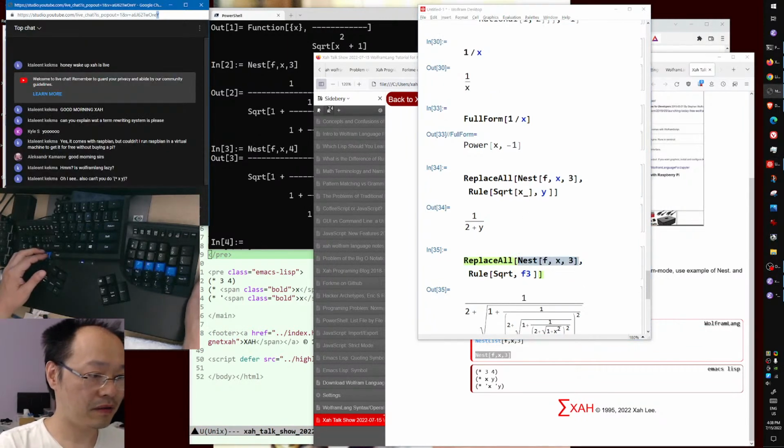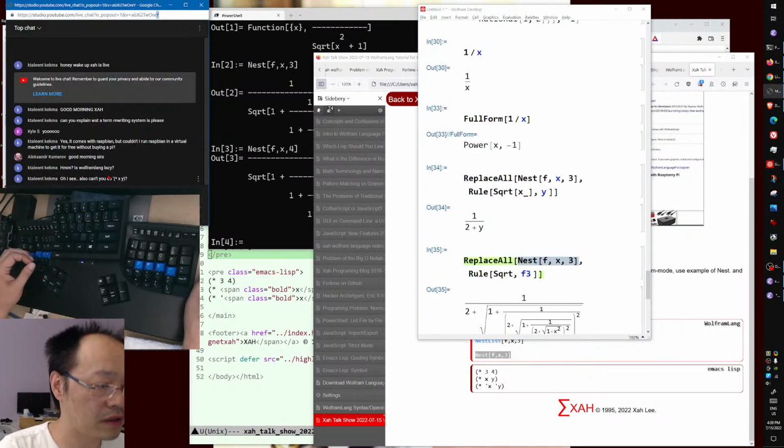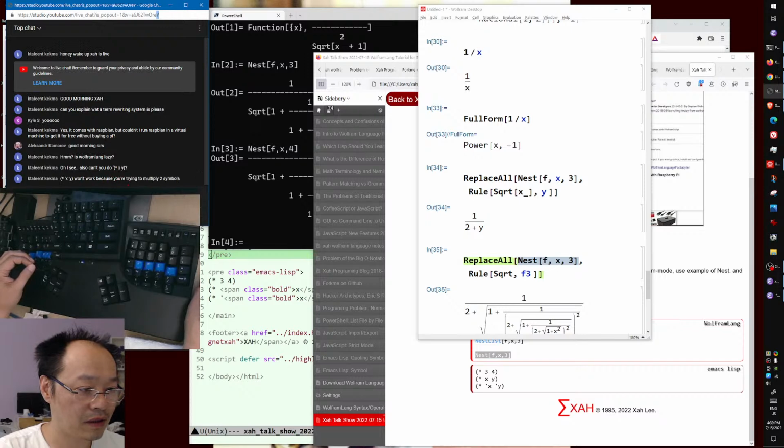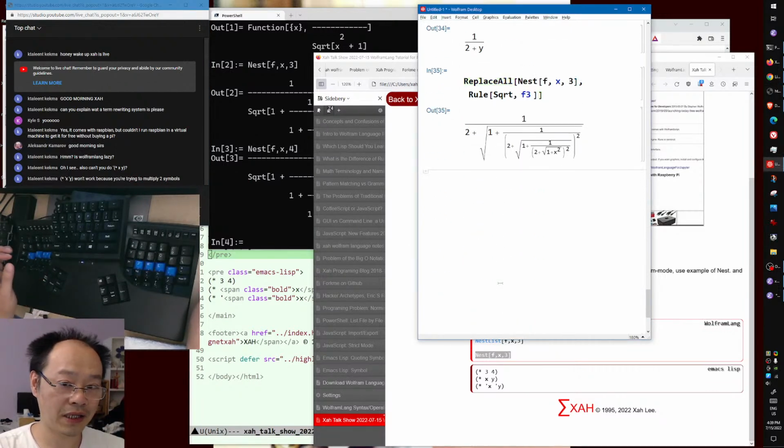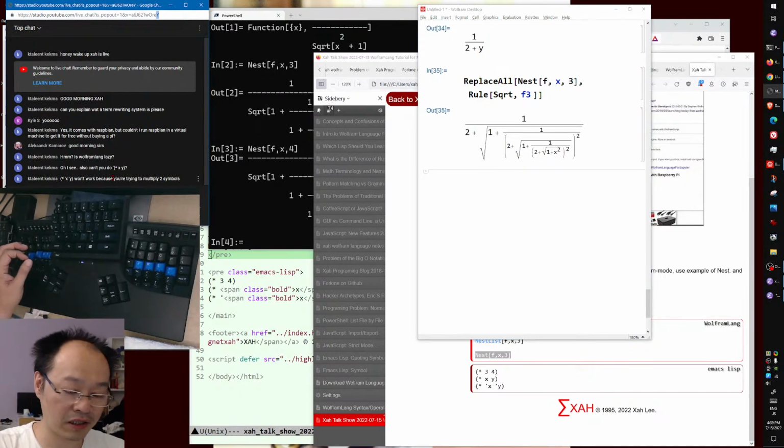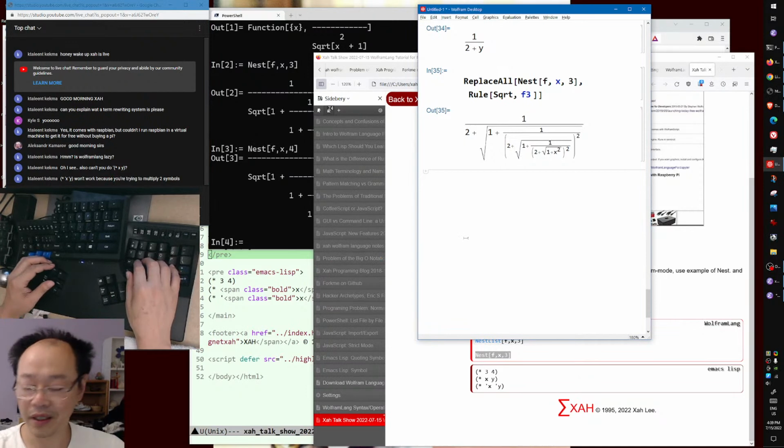Okay, is it still interesting? Any questions? Good morning. Wolfram, you won't work because you are trying to multiply 2 symbols. Yes, exactly. That's what I'm saying. But in Wolfram language, you can do that, it just comes out as symbols. Then, okay, anyway.